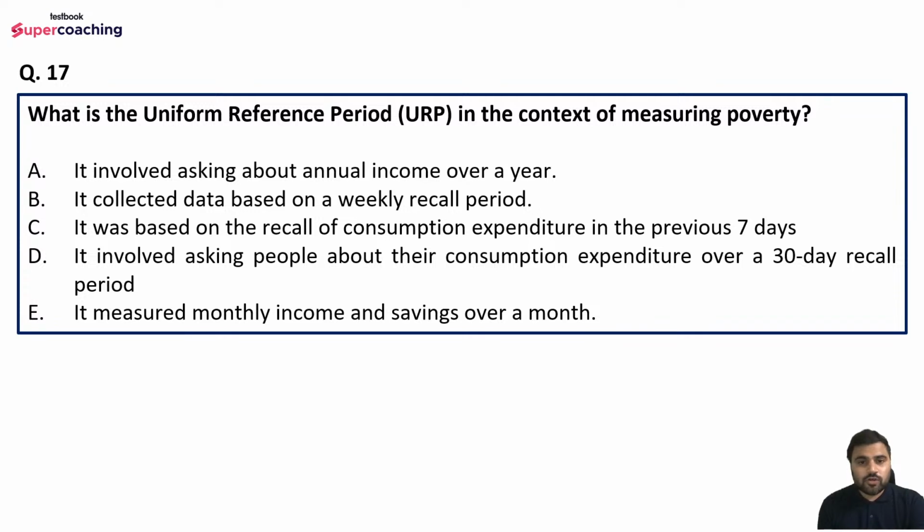Do let me know, guys, what do you think? What is the right answer here with respect to the uniform reference period? First, you have to understand what the uniform reference period is. Here, if I am saying that poverty in India is around 10%, just taking an example, right? If I am taking this figure, how do I know, and how would the government know?